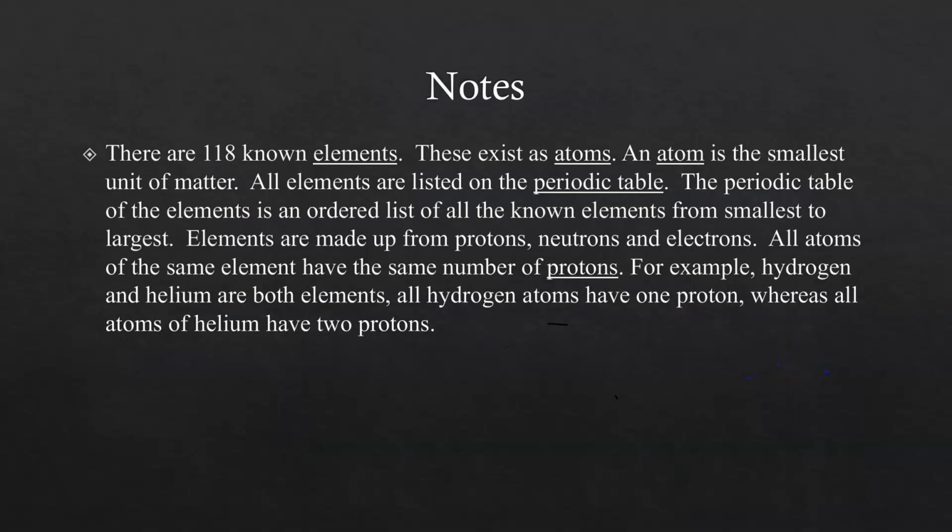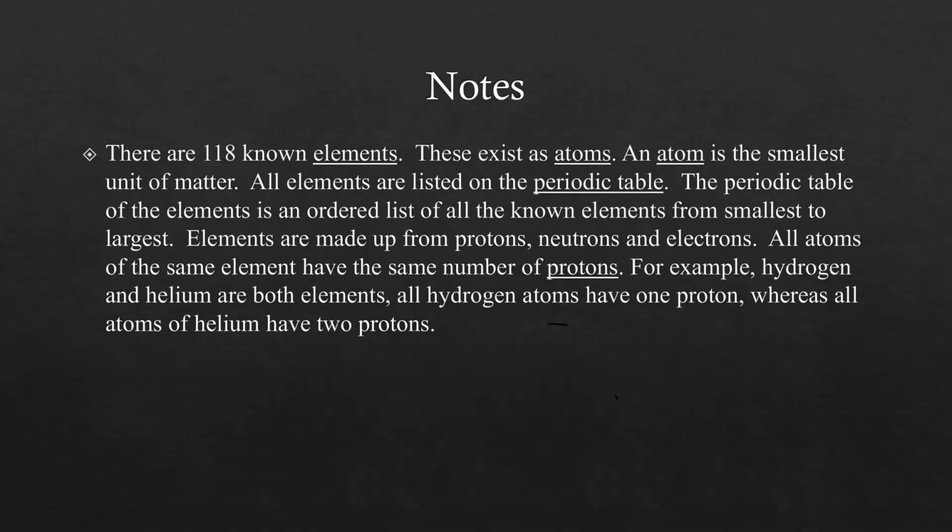So there are 118 known elements. These exist as atoms. An atom is the smallest unit of matter. All elements are listed on the periodic table. This periodic table of elements is an ordered list of all the known elements from smallest to largest. Elements are made up of protons, neutrons, and electrons. All atoms of the same element have the same number of protons.